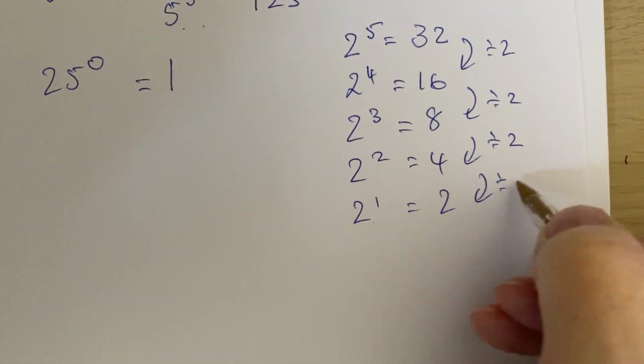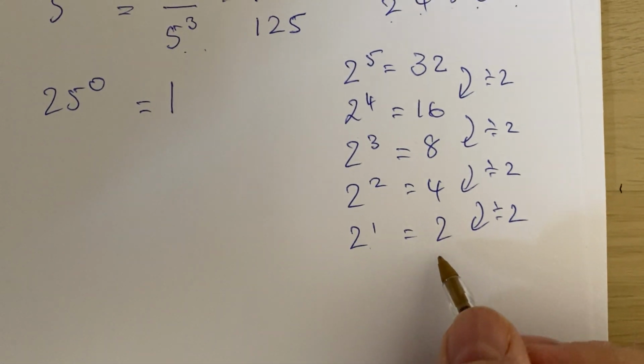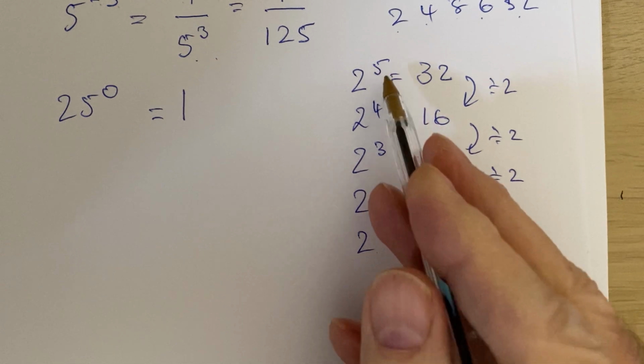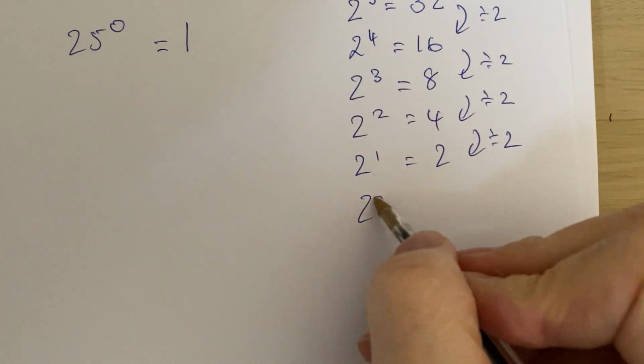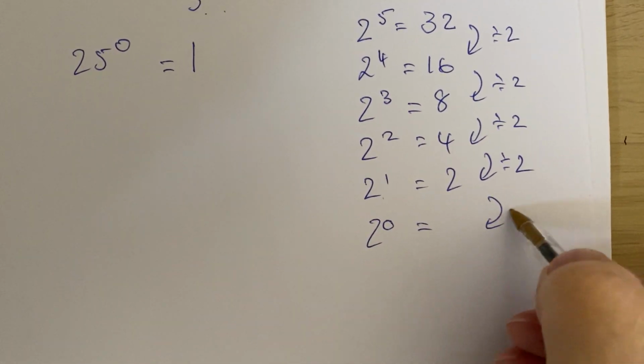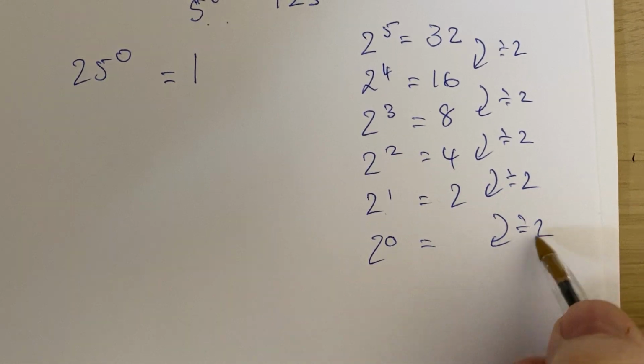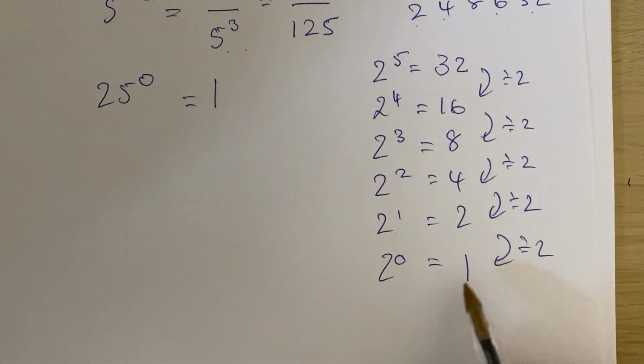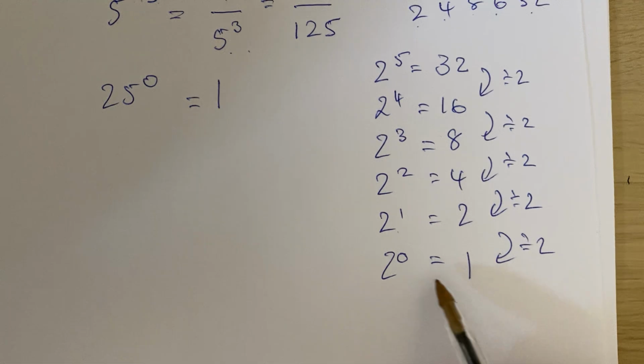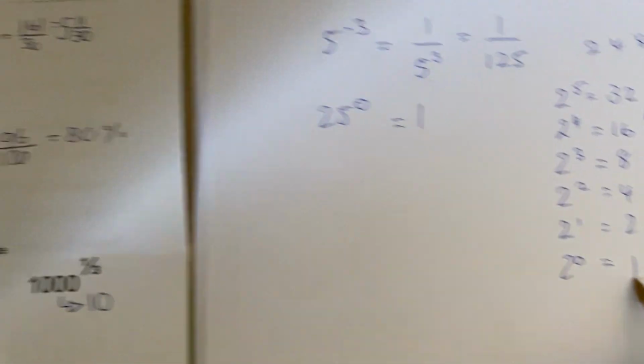And if I keep this pattern going, I can see I'm always dividing by 2. Just bear with, you'll see why this works so well to explain it. So clearly, 2 to the 1 is 2. Now let's just take one more step. I've gone down 5, 4, 3, 2, 1. Let's go to 2 to the 0. Follow the same rule, same pattern. 2 divided by 2 is 1. Whatever system you want to use, anything to the 0 is 1.